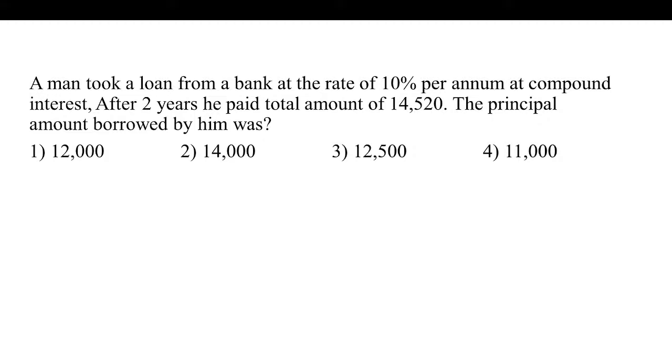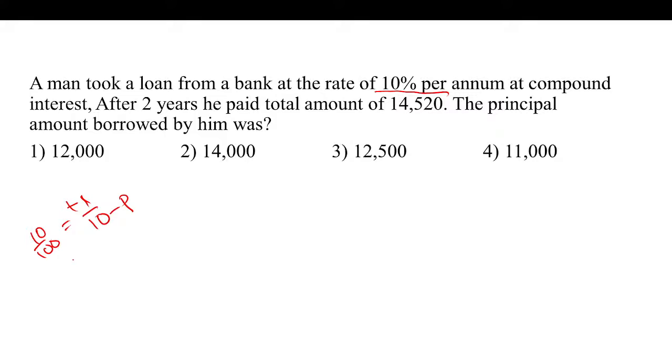Can you answer this question? A man took a loan from a bank at the rate of interest 10 percentage at compound interest. After 2 years he paid 14,520, the principal amount borrowed by him. So what is the rate of interest? 10 percentage is nothing but 10 by 100, nothing but 1 by 10. So actual principal amount is 10. Rate of interest is 1.